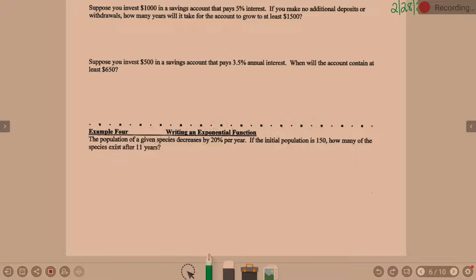What do you remember? That's your starting value. That's our initial value. In our formula, that is going to be little a. Okay. In a savings account that pays 5% interest.